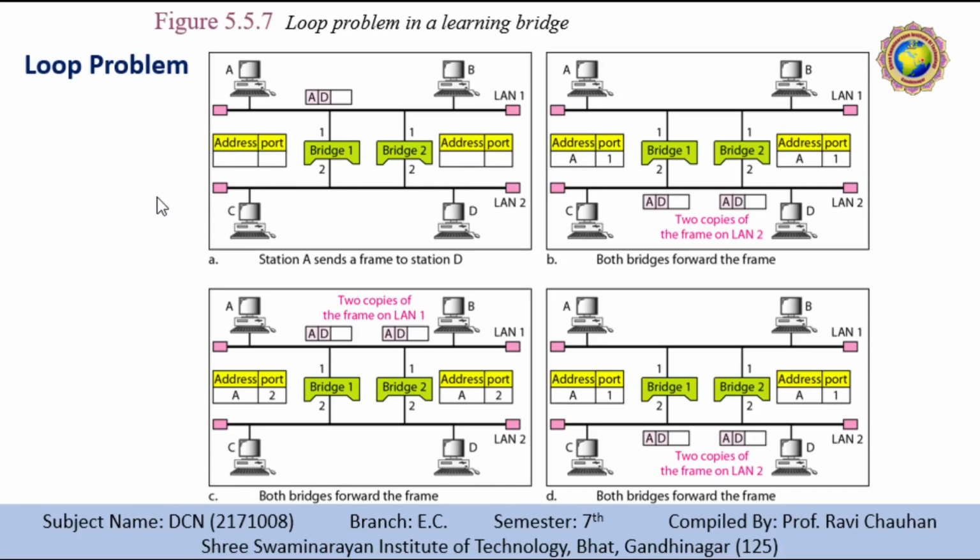Both forward the frame and update their tables based on the source A. Now there are two copies of the frame on LAN 1 and LAN 2. The copy sent out by bridge 1 is received by bridge 2, which does not have any information about the destination address D. So there are two copies on LAN 2. It floods, and the copy sent out by bridge 2 is received by bridge 1 and is sent out for lack of information about D.